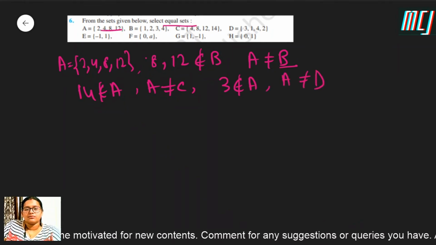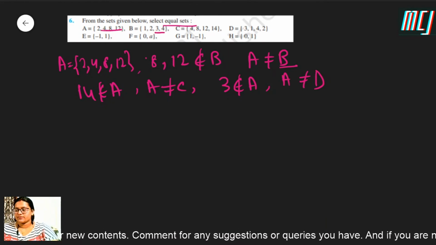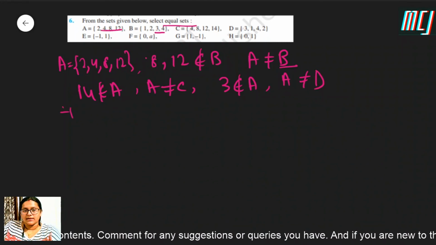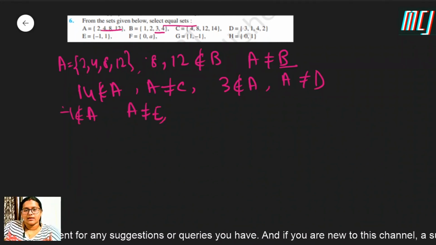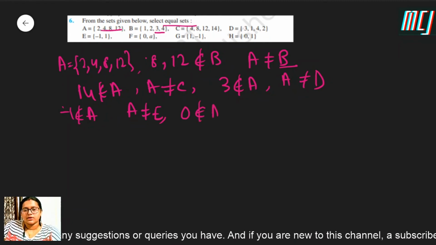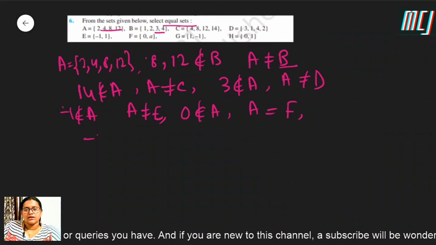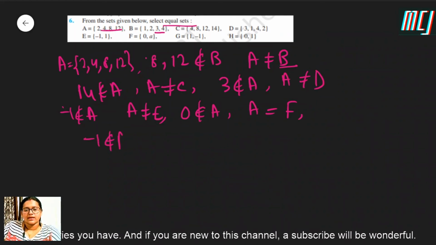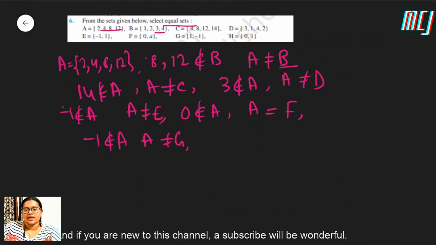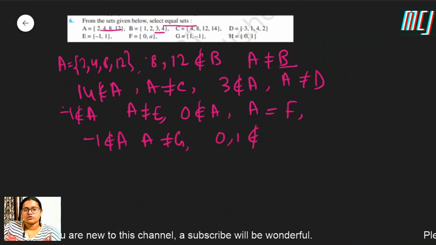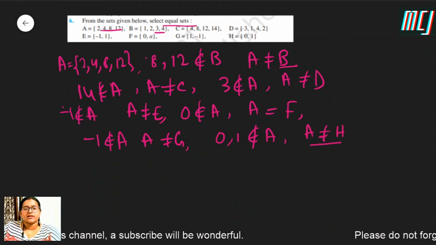I will check A with everything first. Minus 1 doesn't belong to A, so A is not equal to E. 0 does not belong to A, so A is not equal to F. Similarly, minus 1 doesn't belong to A, so A is not equal to G. Again, 0 comma 1 doesn't belong to A, so A is not equal to H. So A is not an equal set with any of these.